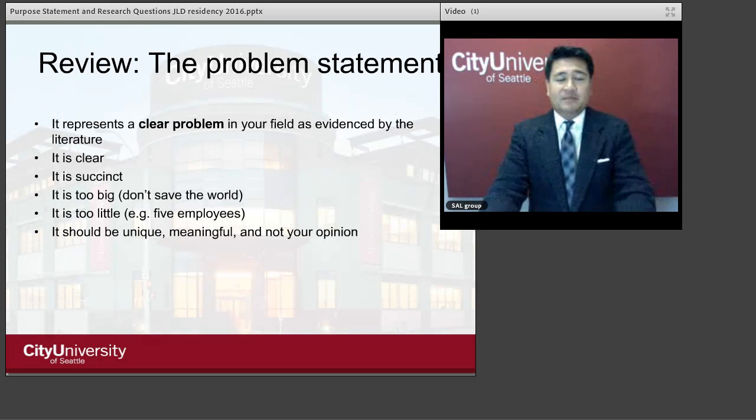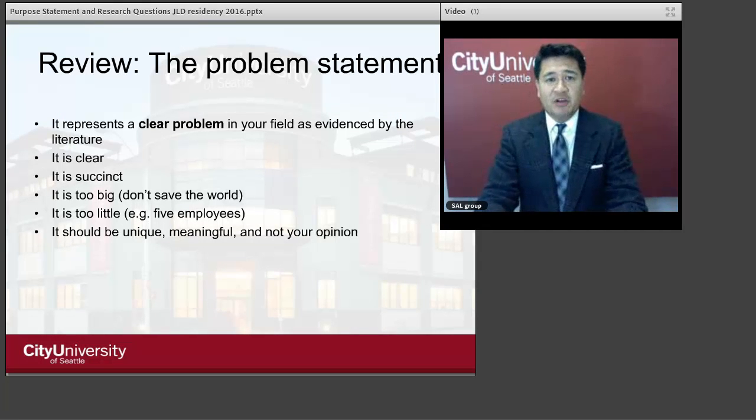The problem statement. Because purpose and problems are so tied together, you want to look at the problem statement. So remember that the problem statement represents a clear problem in your field as evidenced by the literature. It is clear, it is succinct. Sometimes problem statements are too big. I've seen this. I want to do a study that saves the world. Don't do that right now. You can do that later on, but get your doctorate first.